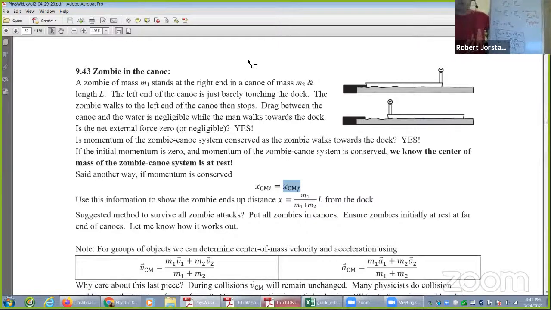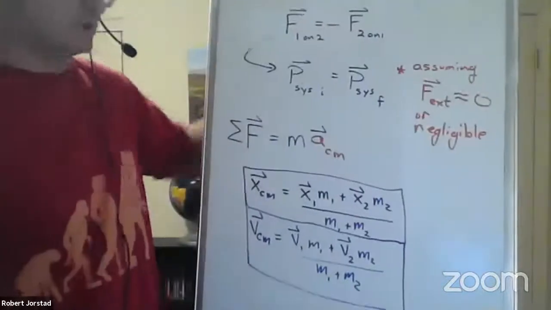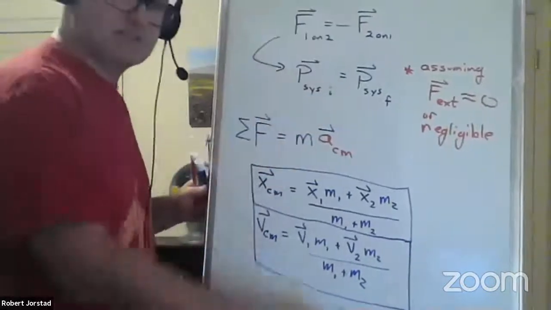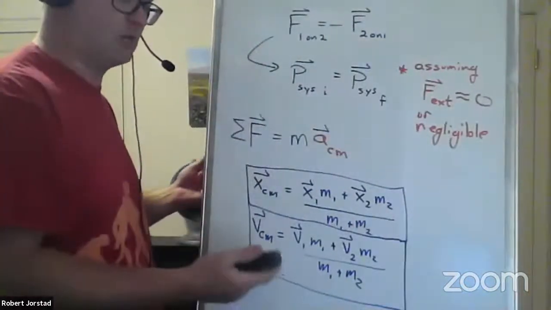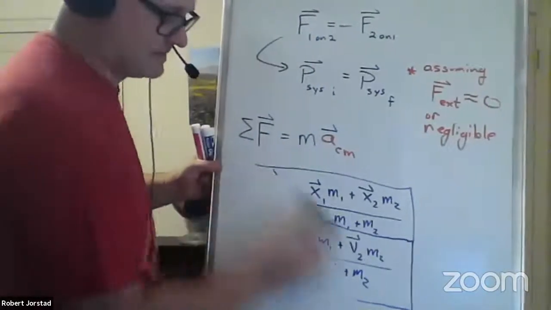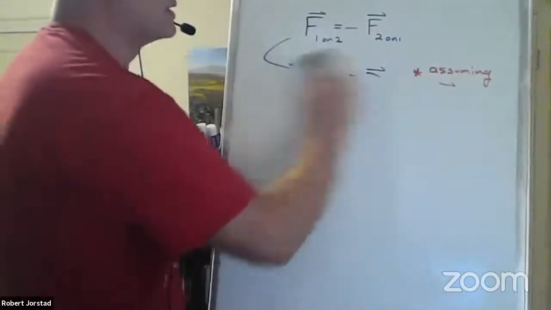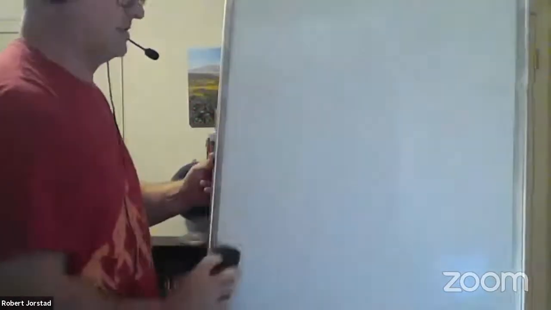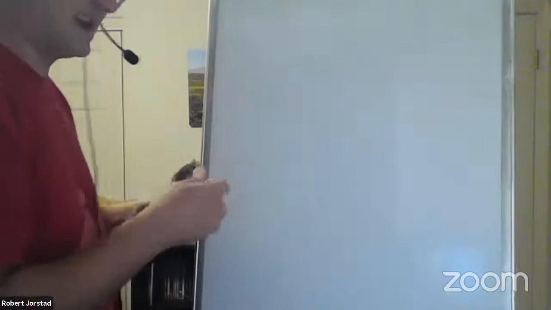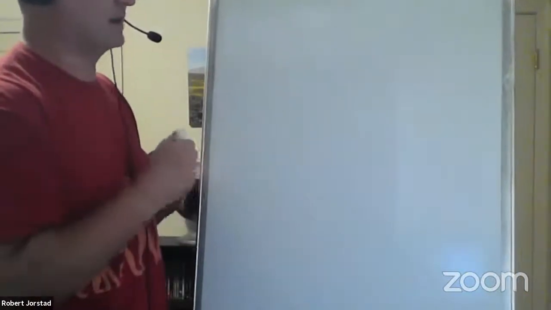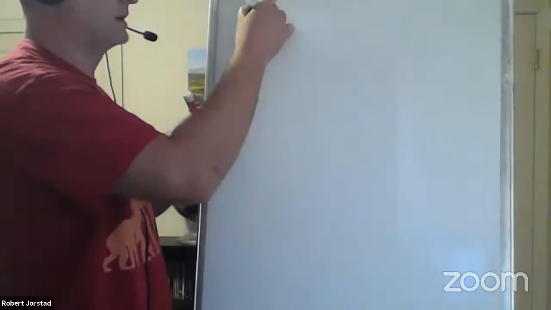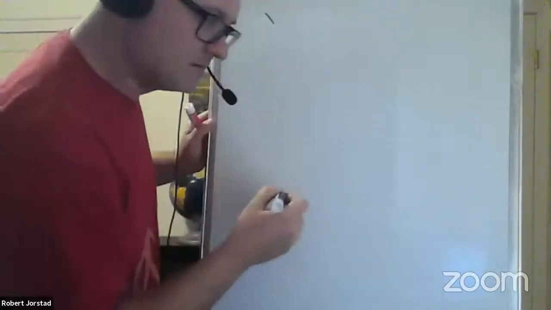So let's walk through this one and see if you could imagine how this works. Basically these topics, center of mass and momentum, are all related through Newton's third law and Newton's second law. That's what I was trying to say here. So in case you're thinking this chapter seems kind of incongruous, it's not, it just takes a weird kind of way of looking at things. So let's say you have a canoe, and what problem is this? 9.43.